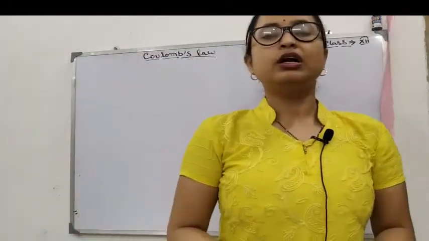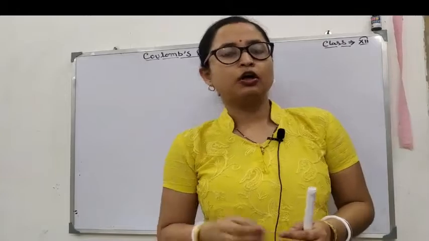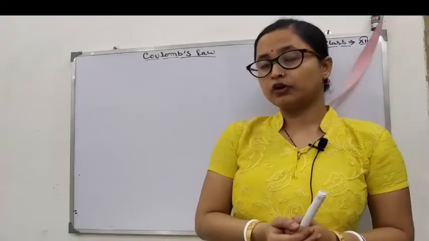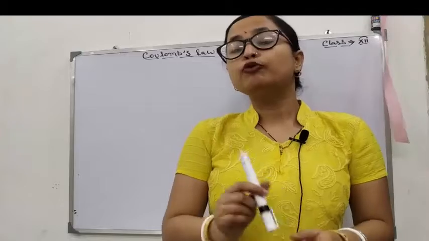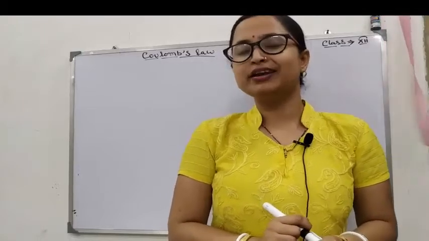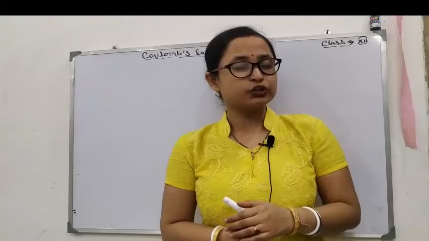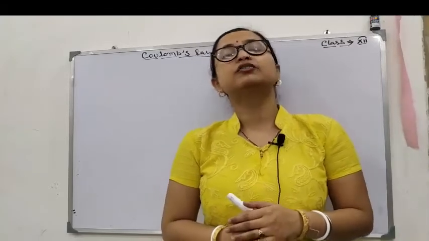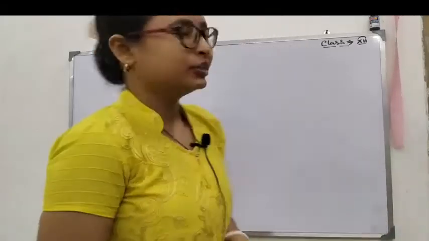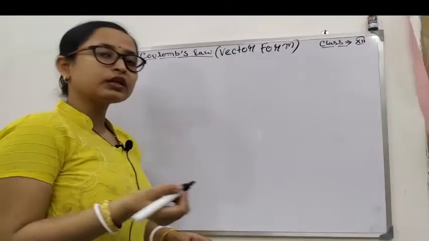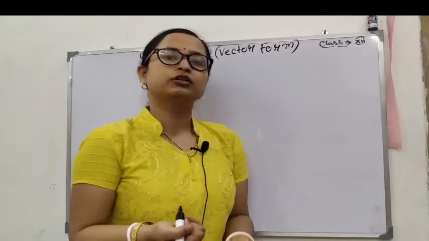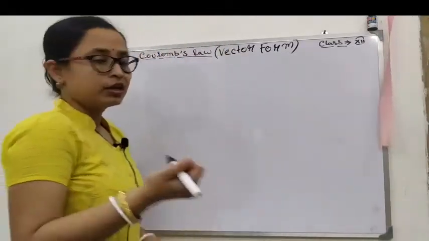Till now we have learned about Coulomb's law, magnitude only. The formula for Coulomb's law, magnitude only. But we know that force is a vector quantity, no? That means it has direction as well as magnitude. So we have to learn the vector form of Coulomb's law. This can be asked in your theory question in your board exam. For this, you have to write like this.